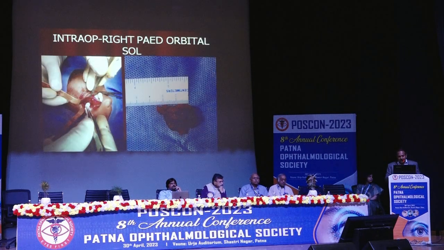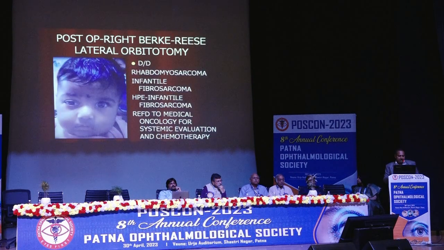So the differential diagnosis we thought of in this age group was a malignant over a benign tumor, because the younger the child, the higher the chances of a malignant tumor. The commonest is rhabdomyosarcoma, and the next common is infantile fibrosarcoma. Because the lesion was well defined, we did a lateral orbitotomy and removed it in toto, and that's the resected specimen. And that's the child in the post-op period. The HPE confirmed it to be an infantile fibrosarcoma, and we subsequently referred the baby to medical oncology for systemic evaluation and chemotherapy.